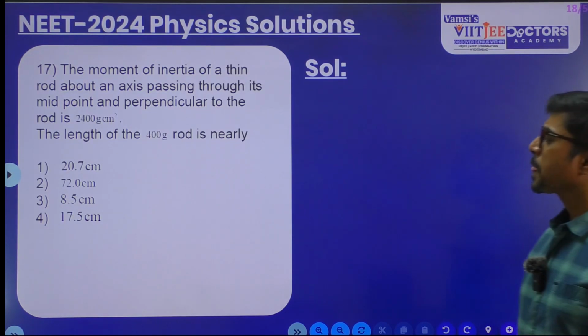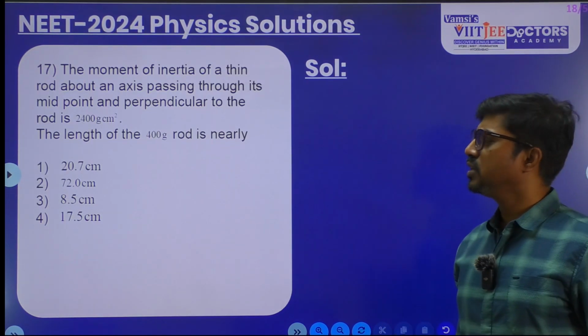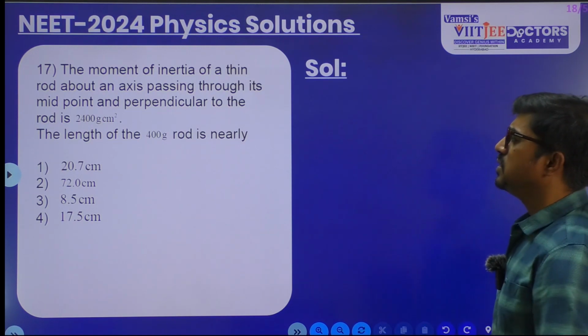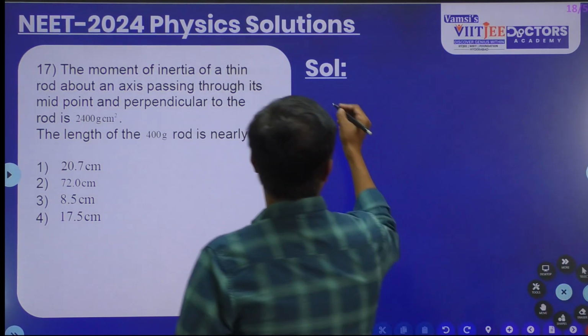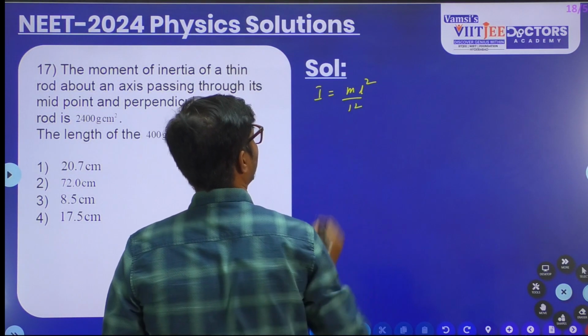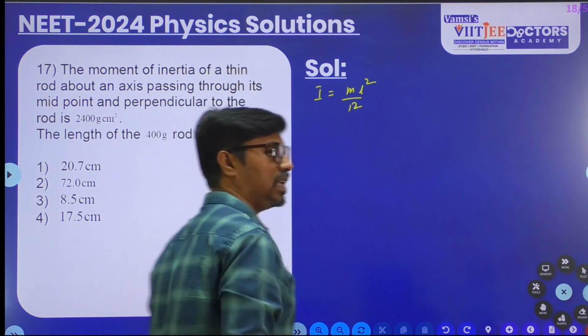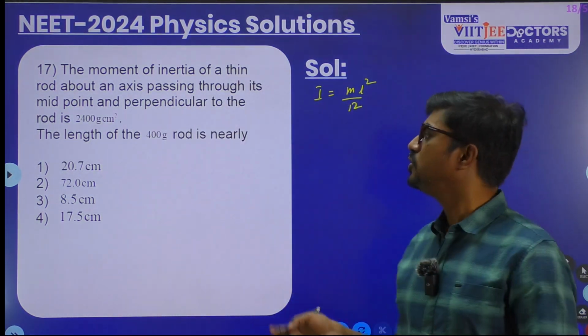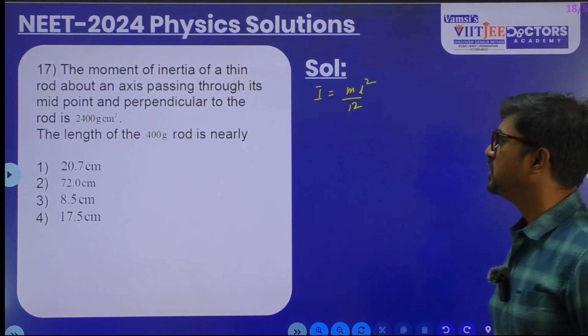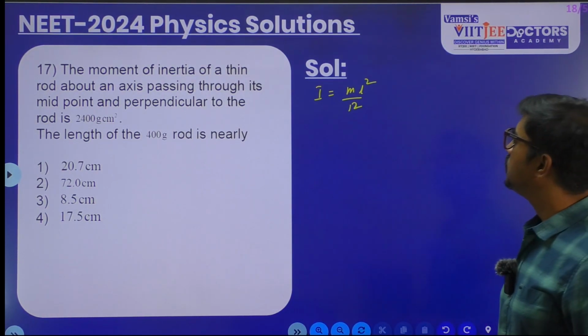Next question. Moment of inertia of a thin rod about an axis. Moment of inertia, it's the easiest question they could ask because they're asking a standard question. What is the moment of inertia formula? ml square by 12. Now the students, what will they do? They will try to convert the units and all that. No need to do it because everything is in CGS units. Even the answer is also in CGS units. Let's solve it in CGS units only.